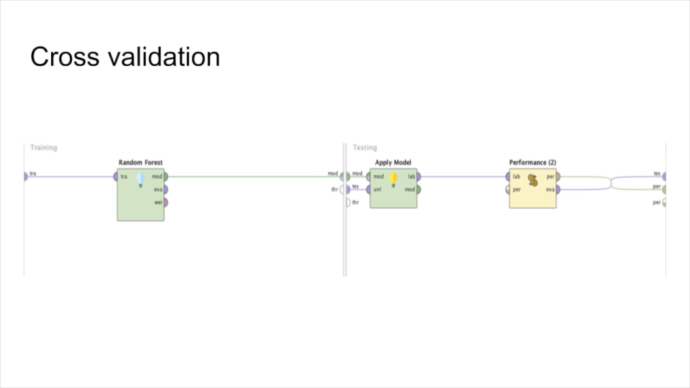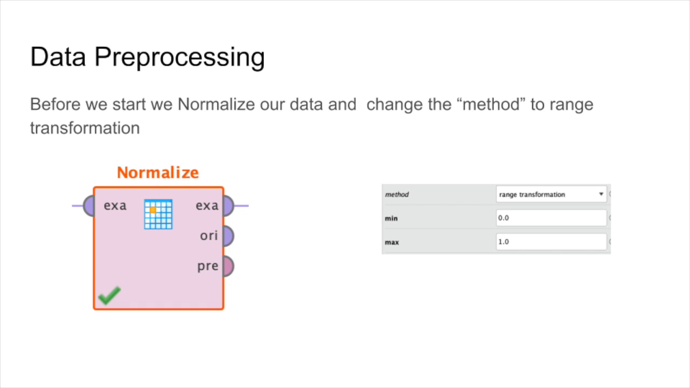Now, inside the cross-validation module in the training section, this is where we will have all our ensemble learners. And on the right side in the testing, you'll see that we have the apply module and the performance, which gives us our matrix table. Before we start, we have to normalize our data. And the way we do that is we go inside the normalize module, change our method from Z transformation to range transformation, and leave the min and max to their default values.